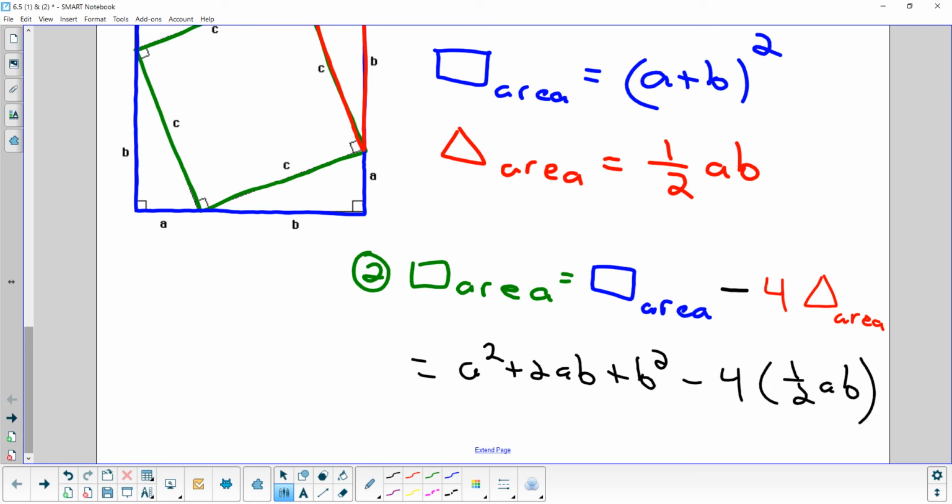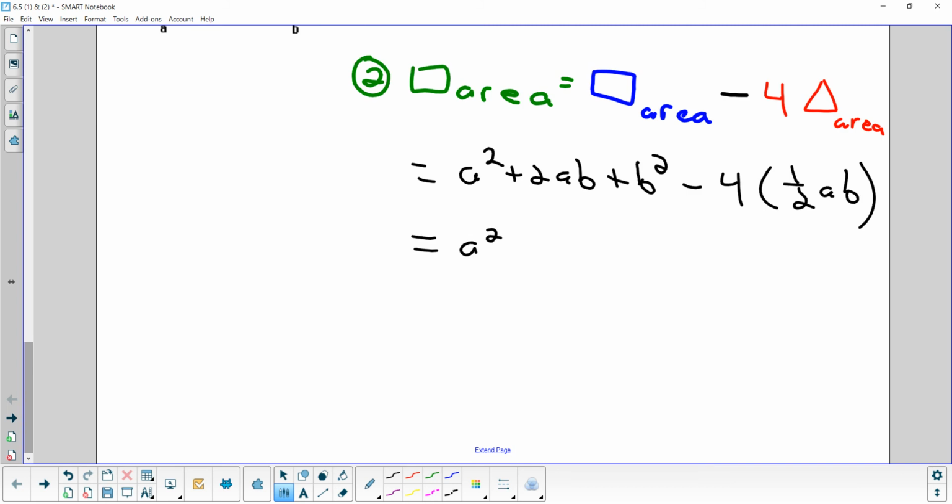Okay, let's combine some like terms here and see what happens. So a squared plus 2ab plus b squared. What's 4 times 1/2 AB? Yep. 2. Just 2? Oh, 8. Oh, wow. No, just the 2 and 4AB. 2 times 4ab? Oh, so no. I'm sorry, that would be 2AB. 2ab, yep. All right, and what's going to happen there?